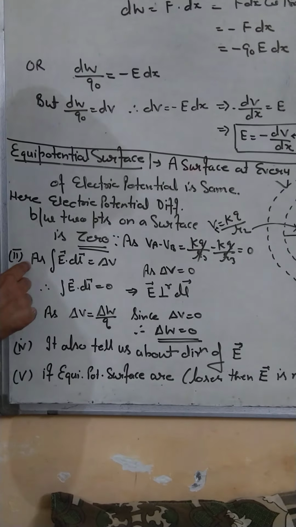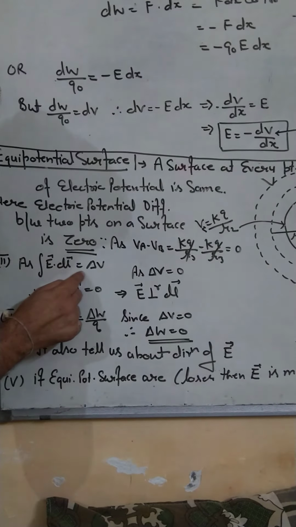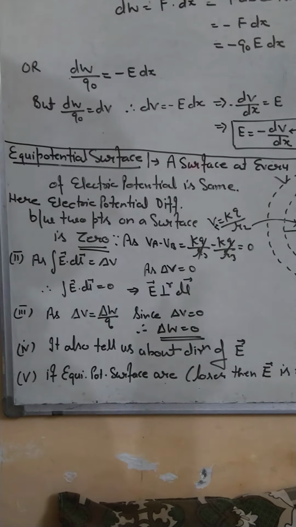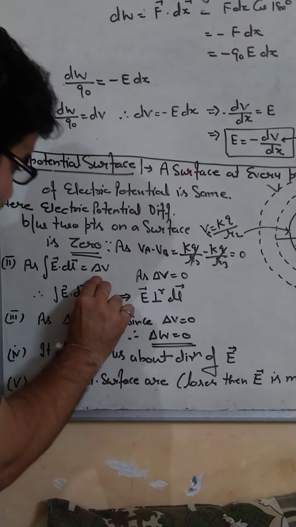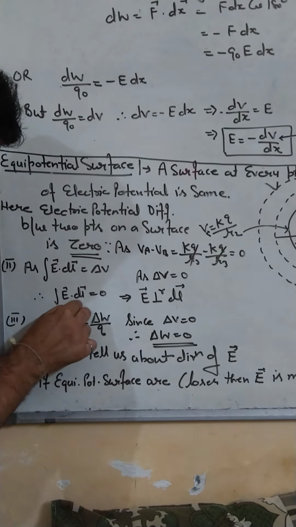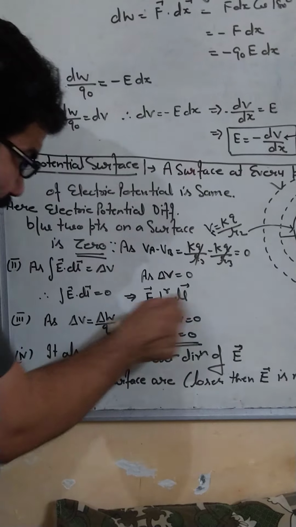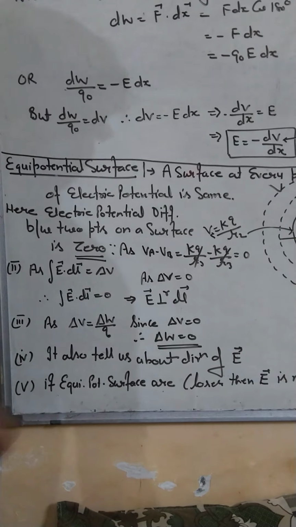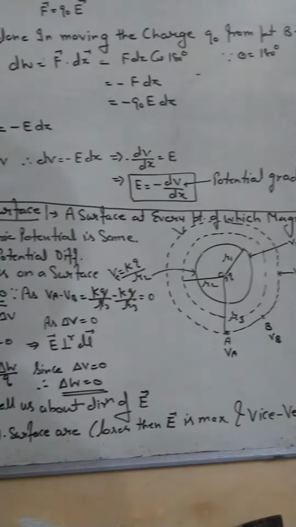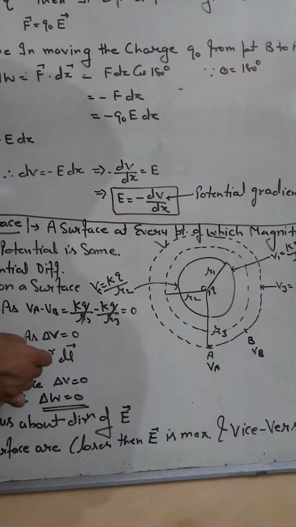And the second, as we know, line integral E dot dl is equal to del V. That topic we have already studied in the line integral of electric field in previous class. Since change in potential is 0, then that quantity should be 0, means E dot dl is 0. That means E perpendicular to dl. That means electric field is always perpendicular to each point of the equipotential surface. This is the property again for equipotential surface.